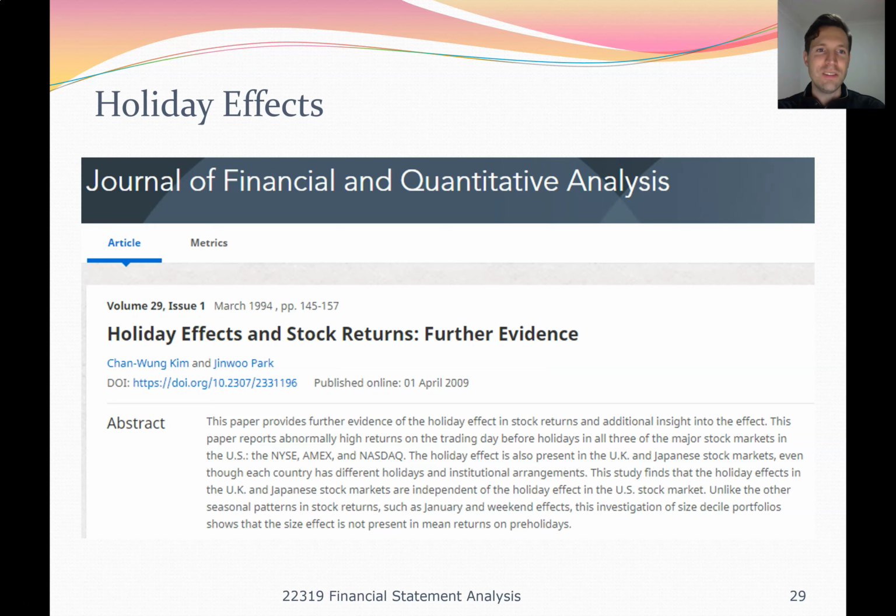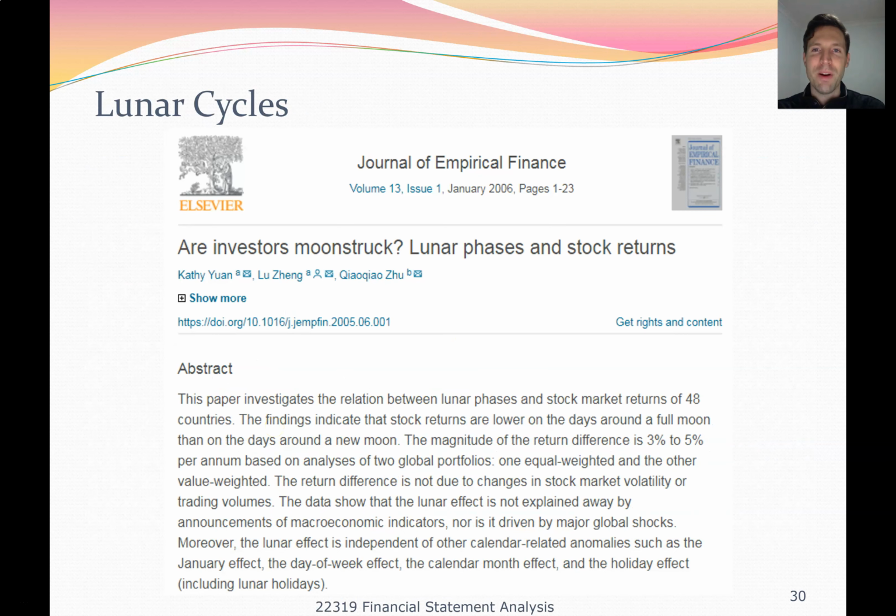Whether this is a real effect or it's just a pricing quirk in the data is hard to prove. This paper, and there's another paper that are very similar, is very controversial. Are investors moonstruck? Lunar phases and stock returns. A lot of people do believe in the lunar cycle impacting on people's behavior. You'll always hear the old wives' tale of when it's a full moon, people go crazy. Ambulance drivers will say all the craziest cases occur on full moons, as will police officers.